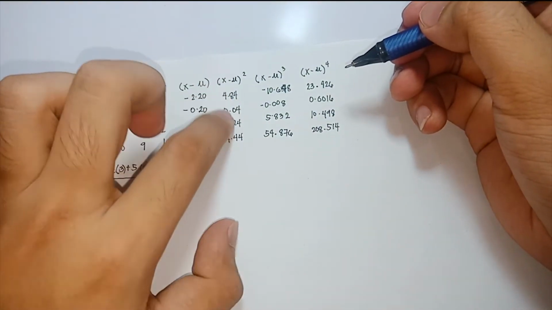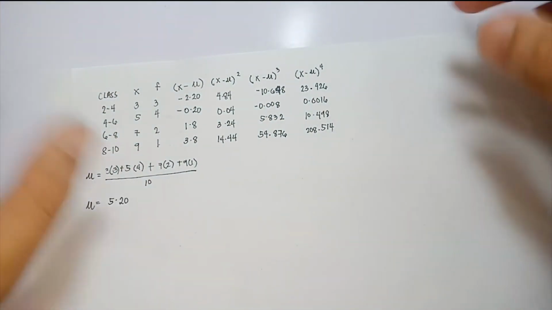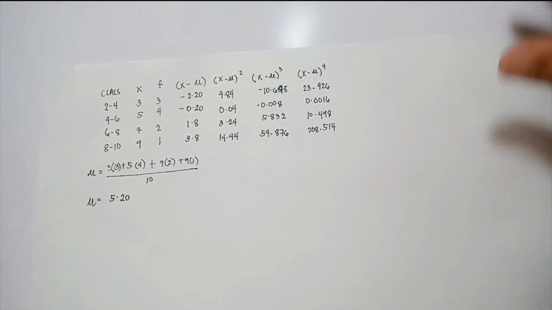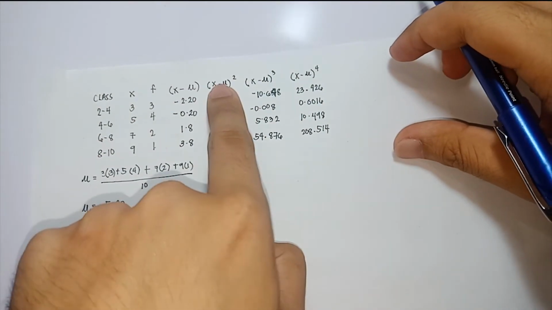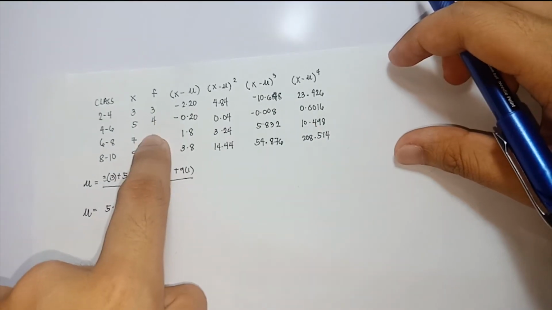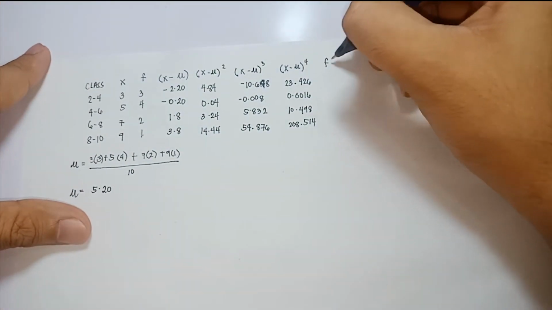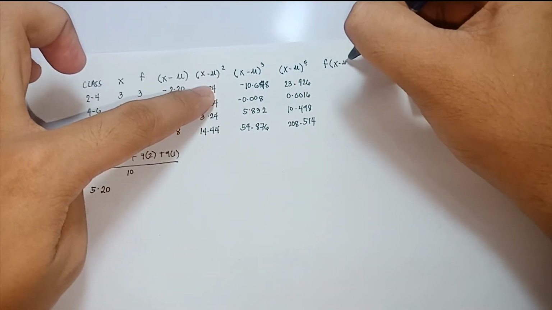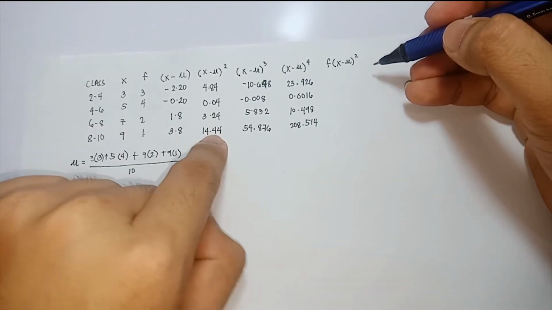Alright, so meron na tayong x minus mu squared, x minus mu cube, x minus mu raised to 4. But, ang ating formula is f multiplied by x minus mu squared, f multiplied by x minus mu cube, and f multiplied by x minus mu raised to 4. So meaning, etong column na to multiply natin doon, etong column na to multiply natin dito, etong column na to multiply natin dito. So another column, ano? Which is f multiplied by x minus mu squared. So eto, multiply mo lang itong frequency dito sa ating x minus mu squared.